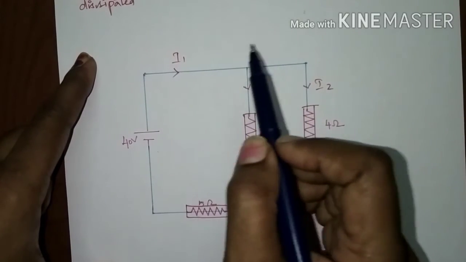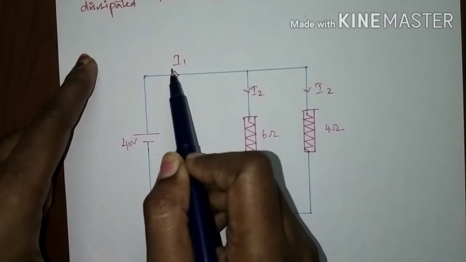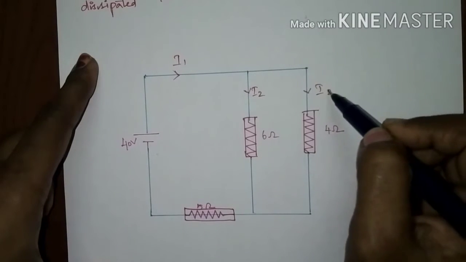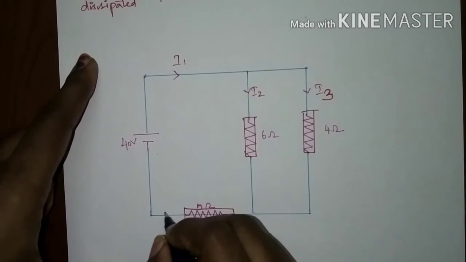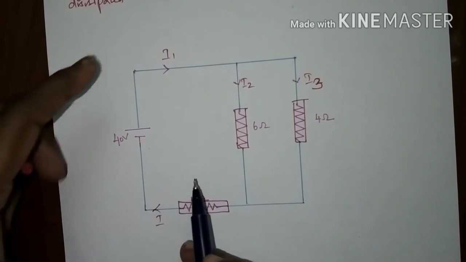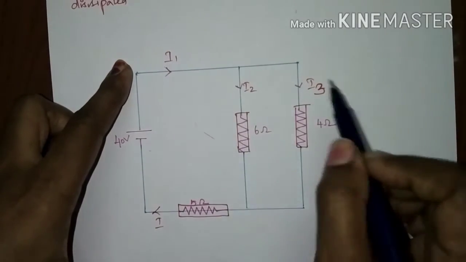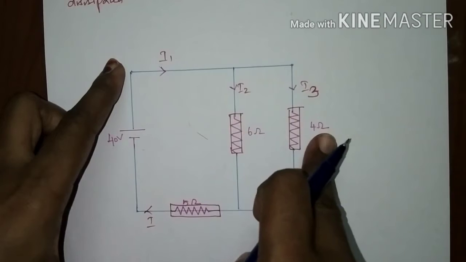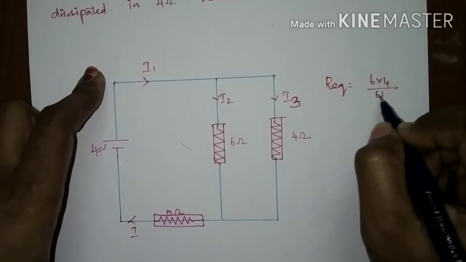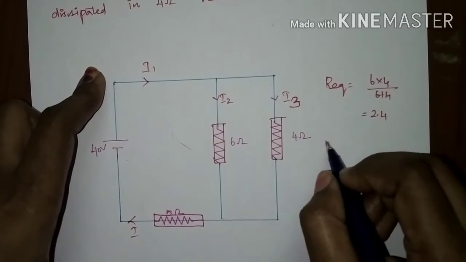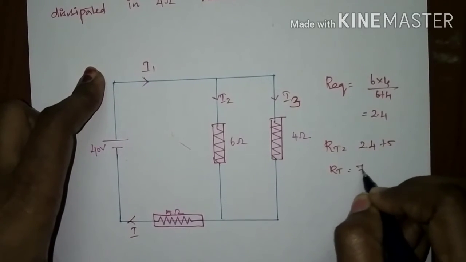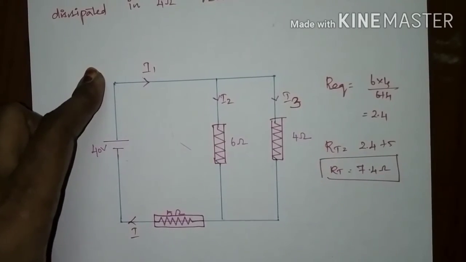First of all, we have to find the total current flowing in the circuit. I am representing that as I1, and the current will divide here as I2 and I3, and the circuit will close after the current reaches the negative terminal. To find the current, first find the total resistance. Here 6 and 4 are connected in parallel, so R equivalent is 6 into 4 divided by 6 plus 4, which gives 2.4 ohms. The total resistance in the circuit is 2.4 plus 5, so R total is 7.4 ohms.